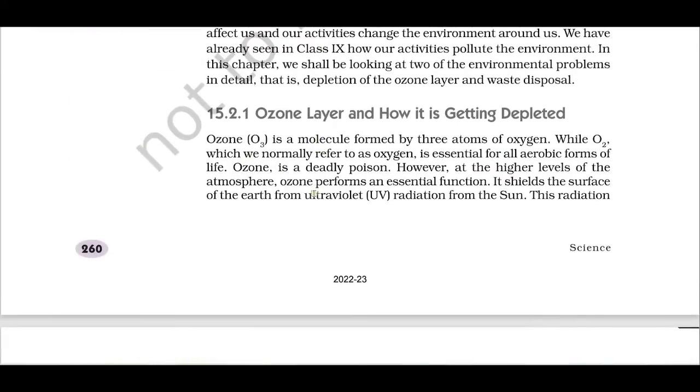The next important topic is the ozone layer. How is the ozone layer getting depleted? Ozone is a molecule formed by 3 atoms of oxygen. Right? What is ozone? It is a molecule formed by 3 atoms of oxygen.